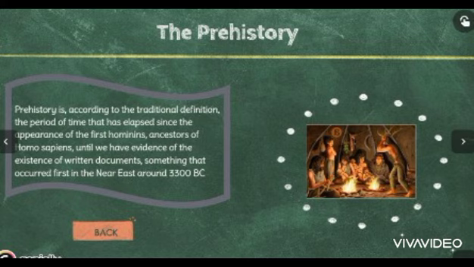Prehistory is, according to the traditional definition, the period of time that elapsed since the first hominid ancestors of Homo sapiens until we have evidence of the existence of written documents, something that occurred in the first Near East around 3300 before Christ.